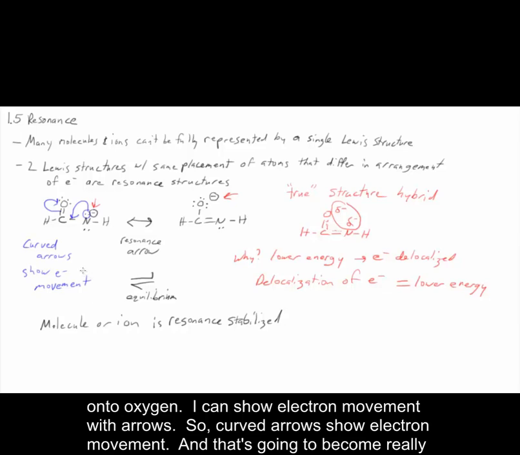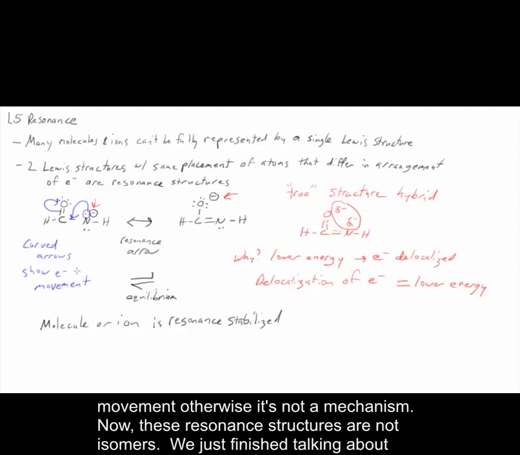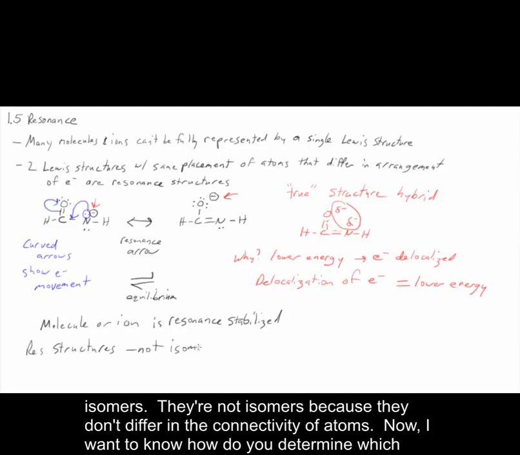And that's going to become really important as we start drawing more mechanisms, because a mechanism has to show curved arrows and show electron movement, otherwise it's not a mechanism. Now these resonance structures are not isomers. We just finished talking about isomers. They're not isomers because they don't differ in the connectivity of atoms.